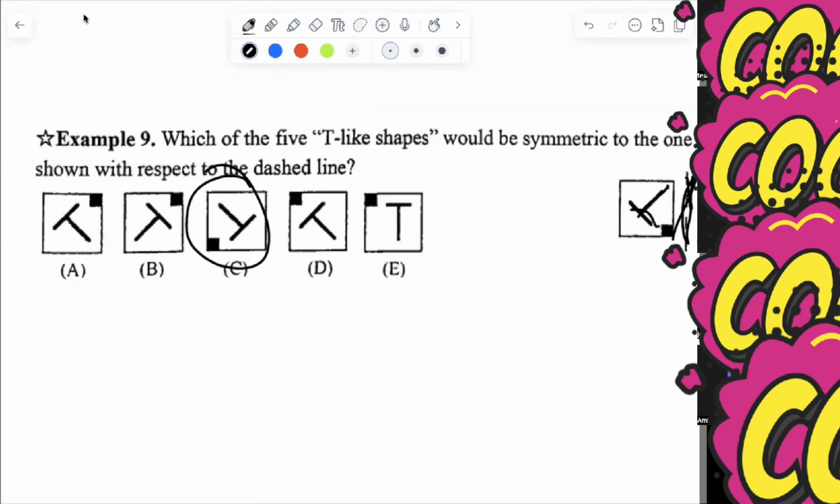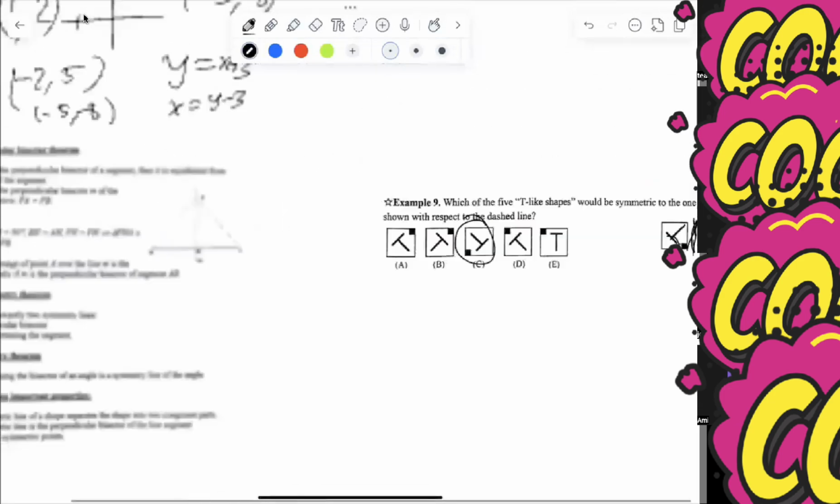Can I rotate it? Yeah, basically. It's a 90-degree rotation for it. Almost, but like not exactly. Just for the T, that's a 90-degree rotation.